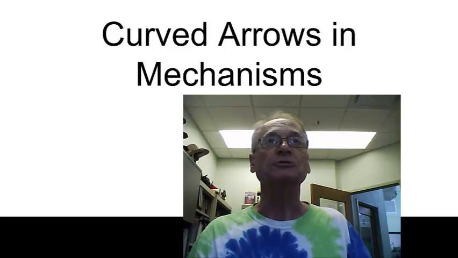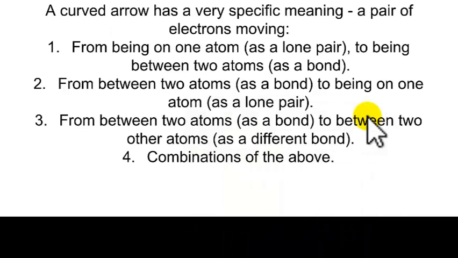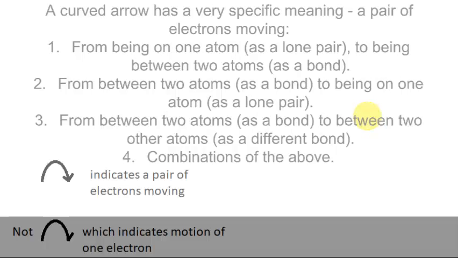Curved arrows is just a formalism. It's a way that chemists explain how the electrons move in a mechanism. When you see a curved arrow with a double-headed arrow point on it, so here's the arrow, double-headed arrow point, that means one pair of electrons, two electrons, moving from one place to another.